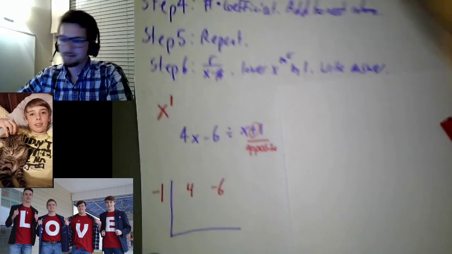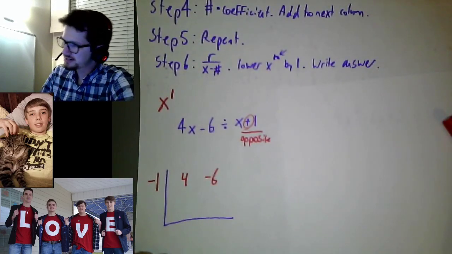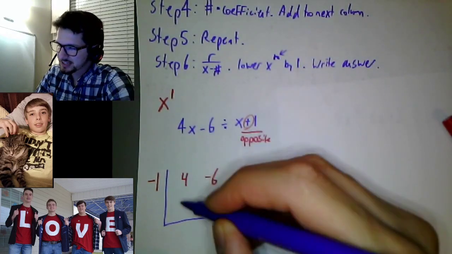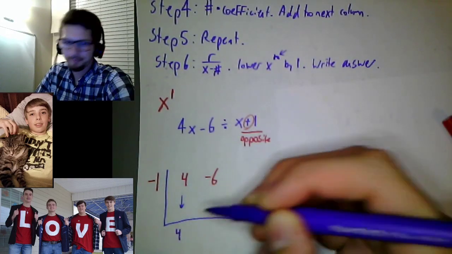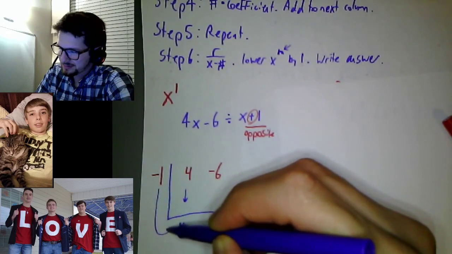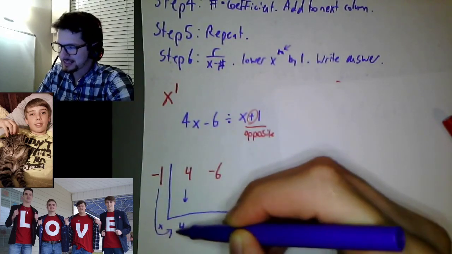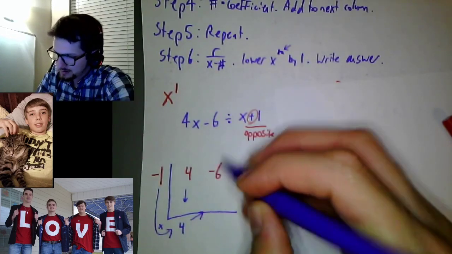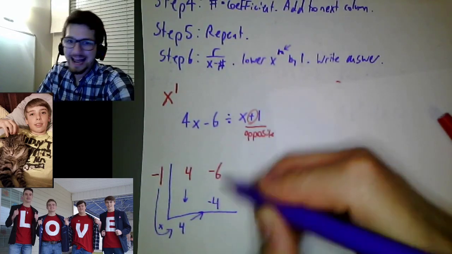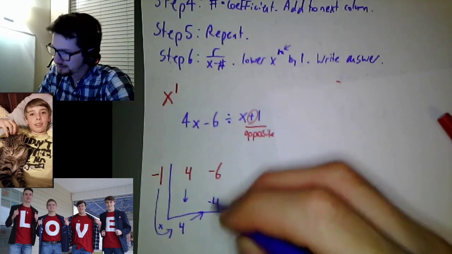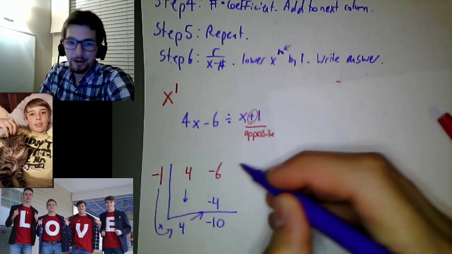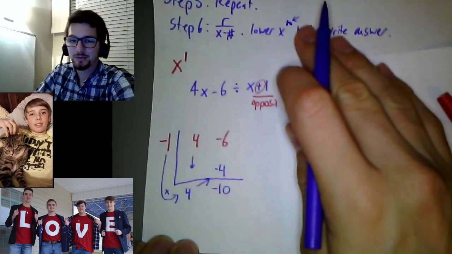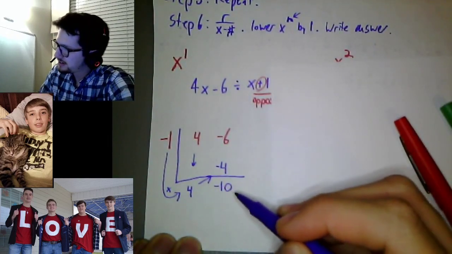Now, step 3 says bring down my first coefficient, that would be 4, multiply my number times what I brought down. So that's negative 1 times 4, that's negative 4. And then I add these. So negative 6 plus negative 4 gives me negative 10. I don't have any more numbers, so I'm already done. These ones are short. All right?